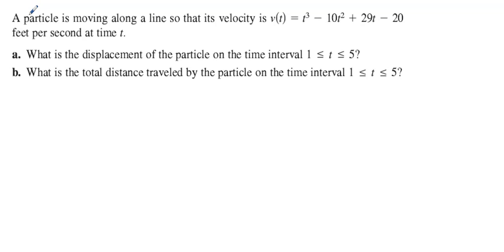A particle is moving along a line, vertically or horizontally, doesn't really matter, so its velocity v of t equals a nice, neat polynomial. Feet per second is the unit of velocity, and t is in seconds, and s would be in feet. What is the displacement of the particle on the interval 1 to 5? Well, we know displacement is just final position minus initial position. How would you do that?